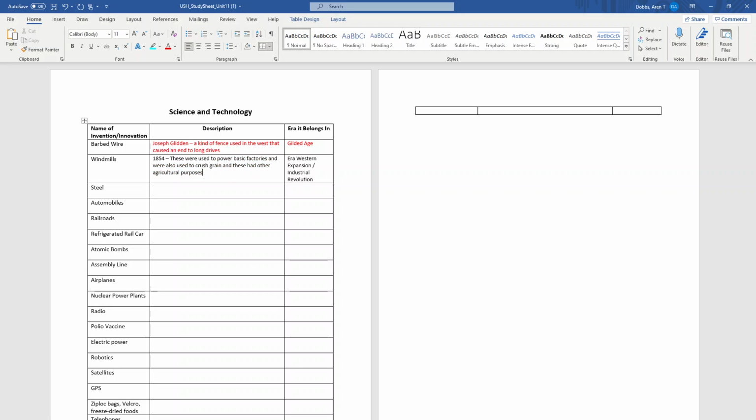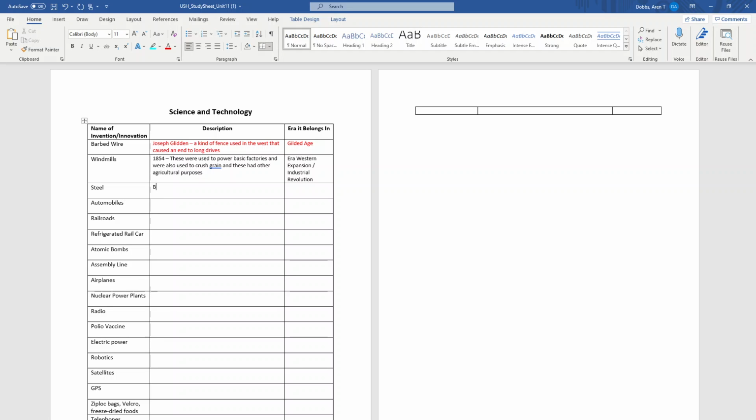Okay, steel. Remember, this was the Gilded Age. Here we had the Bessemer process. This was used to create steel from iron and was used for bridges, railroads, and skyscrapers. This happened during the Gilded Age.